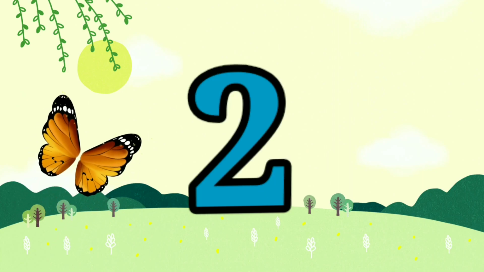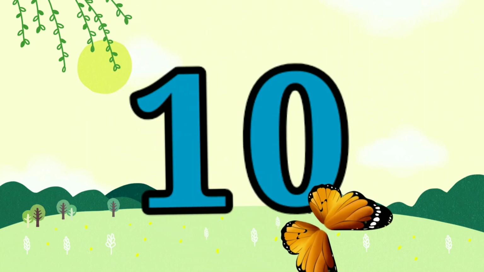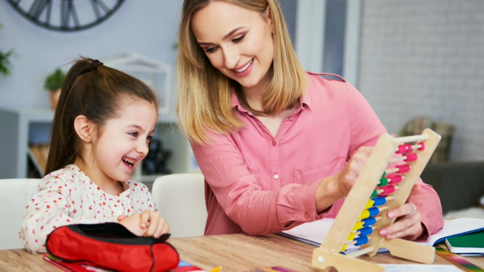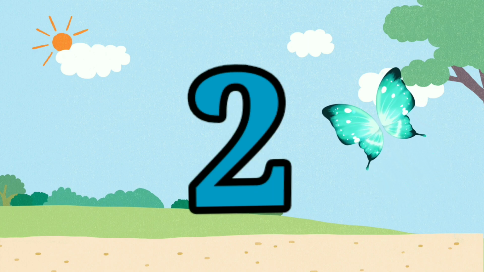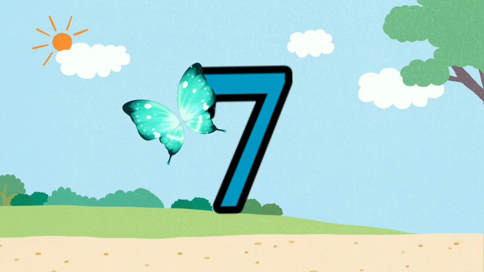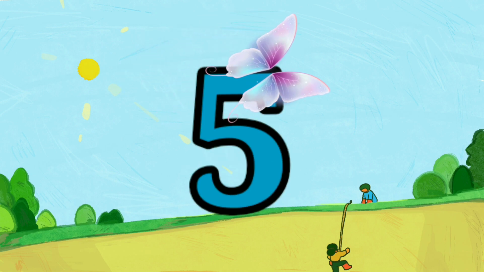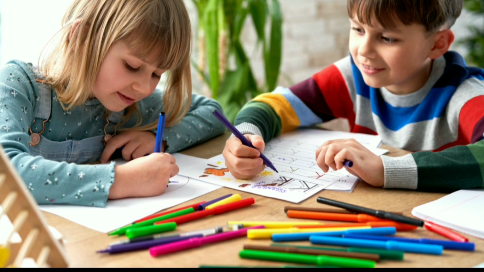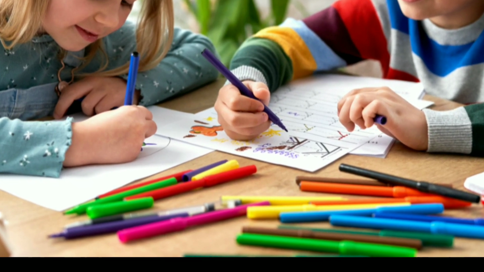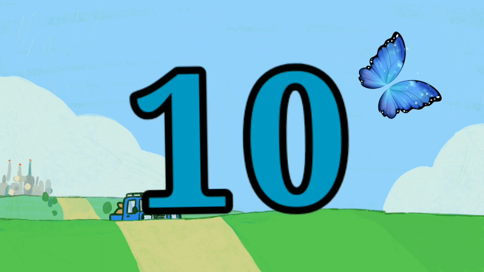1, 2, 3, 4, 5, 6, 7, 8, 9, and 10. You and I, my friend, we can count to 10. 1, 2, 3, 4, 5, 6, 7, 8, 9, 10. You and I, my friend, we can count to 10.